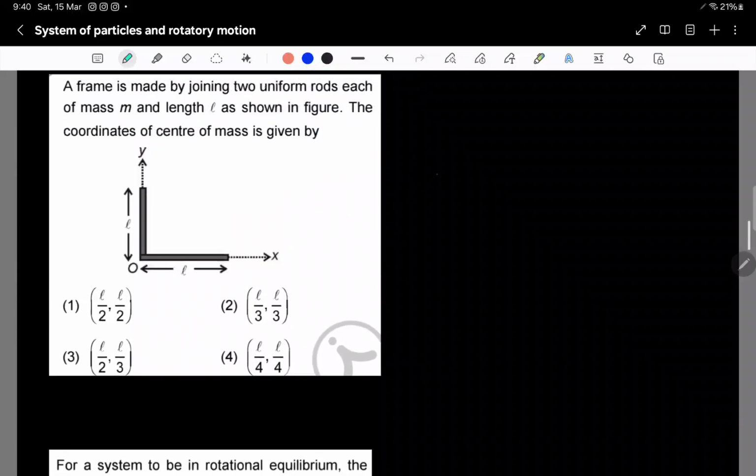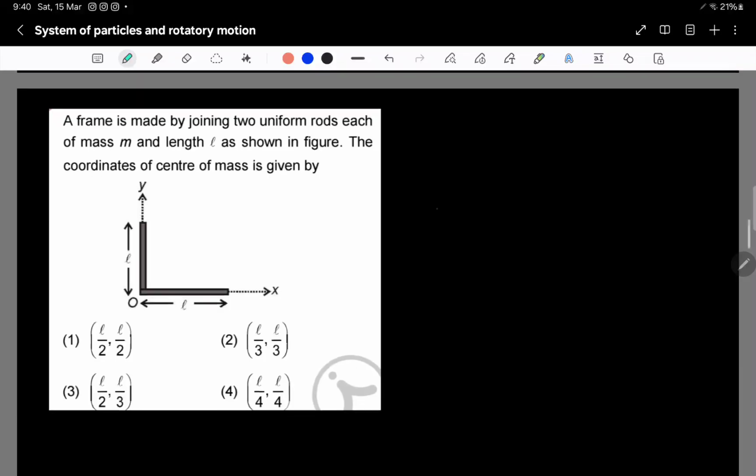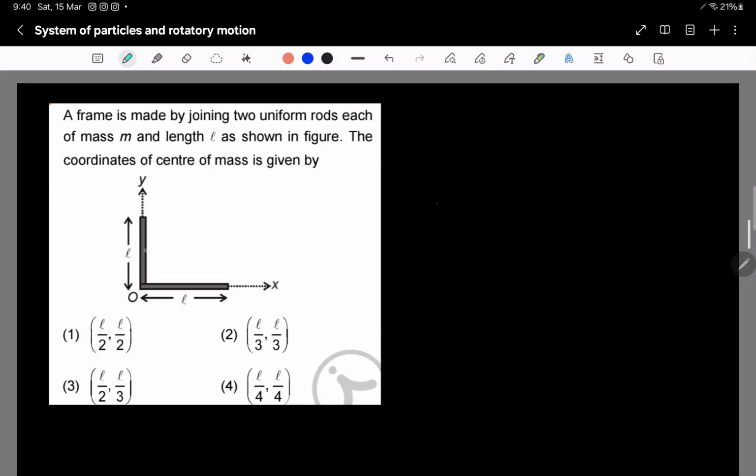Yes, students. Next question. A frame is made by joining two uniform rods, each of mass m and length l, as shown in the diagram. Find the coordinates of the center of mass of the system. Little easy, students. Here the rod of length l, you know the center of mass is located here. This rod is also a uniform rod, center of mass located here. So the center of mass of these two is located exactly at the midpoint.